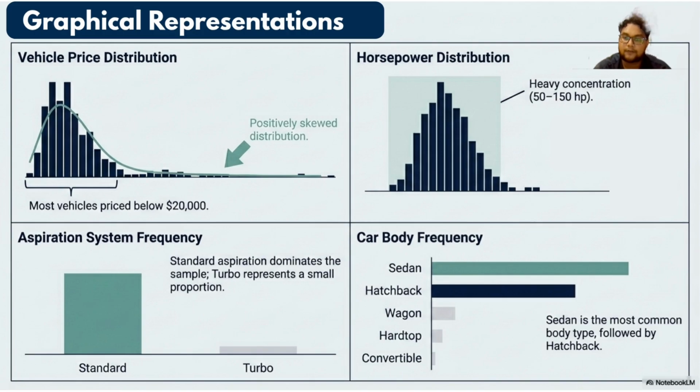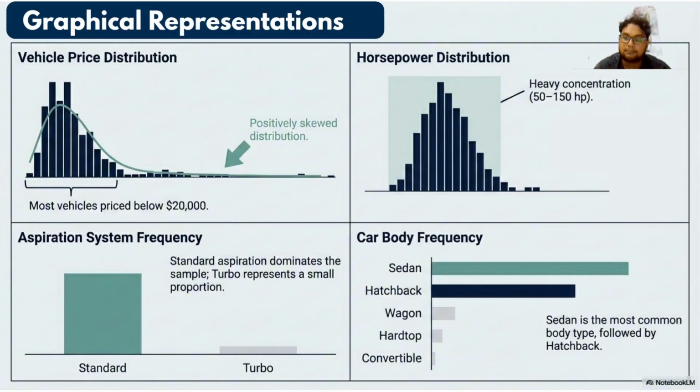The second graph shows the histogram of the horsepower. Most vehicles have horsepower in the range of 50 to 150 horsepower. Only a small number of vehicles exceed 200 horsepower. Therefore, this graph also shows a positive skew to the right and proves that there is significant variation in the engine performance of the vehicles studied.